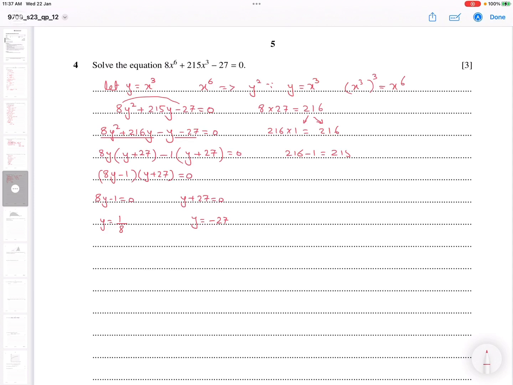So replace y by x cubed because we let it as x cubed. So x cubed is equal to 1 over 8. So x would be the cube root of 1 over 8, which is 1 over 2. And from here, replace y by x cubed equals negative 27. So x would be equal to the cube root of negative 27, so x would be equal to negative 3. So these are our two answers.